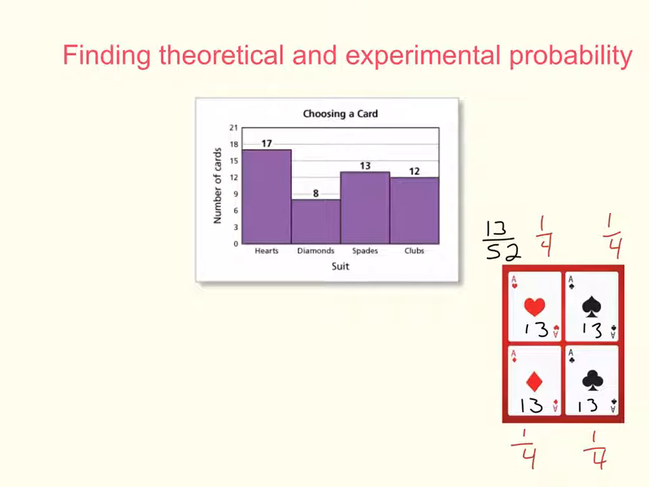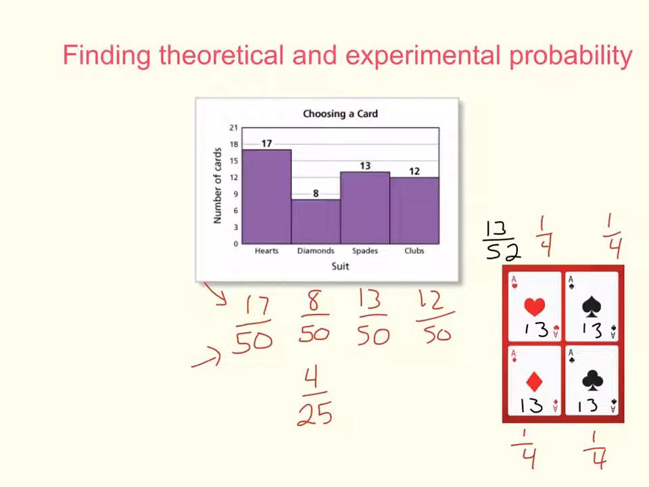So the experimental probability of picking a heart out of that deck was 17 out of 50. So 17 times it was a heart out of a total of 50 times. For diamonds, it was 8 out of 50 was the experimental probability. Now I notice both of those are even, so I could simplify that down to 4 out of 25. Spades was 13 out of 50 would be the experimental probability, and clubs was 12 out of 50, which I see they're both even, so it'd be 6 out of 25 would be the experimental probability.